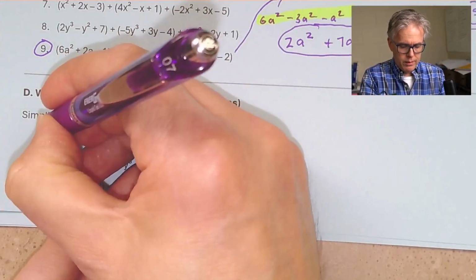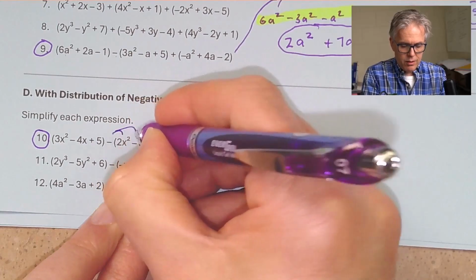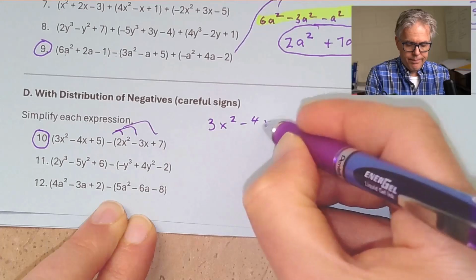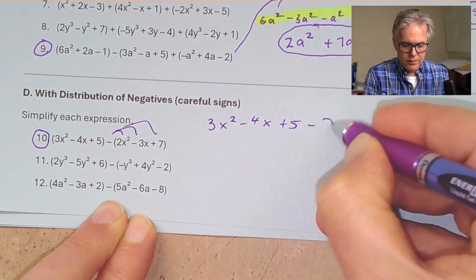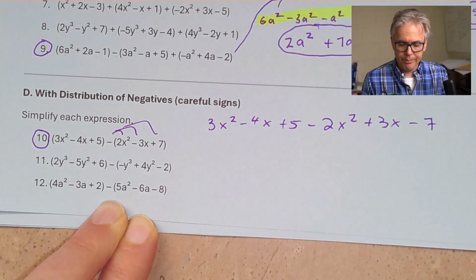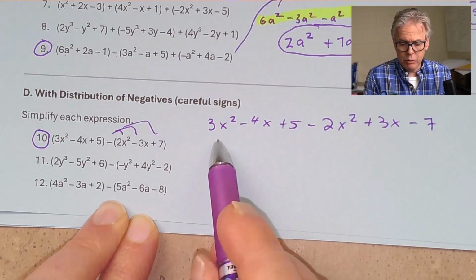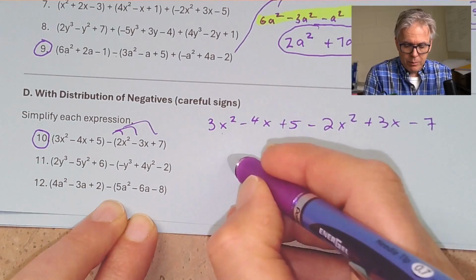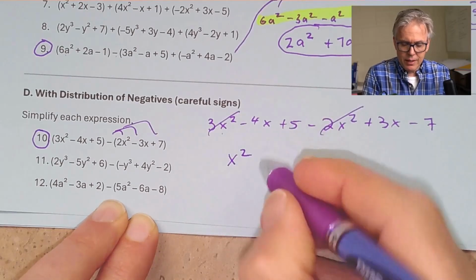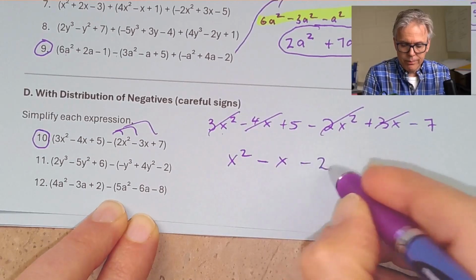Maybe I'll do 10. I'm going to distribute that negative on each of these terms. So I'm going to rewrite that first one, nothing going on there. And then minus 2x squared plus 3x minus 7. Now, again, we can write those like terms side by side, but let's see if we can do it without doing that. So 3x squared minus 2x squared is just a plain old x squared. Those go away. Negative 4x plus 3x is just a minus x. And I've got 5 minus 7 is a minus 2.